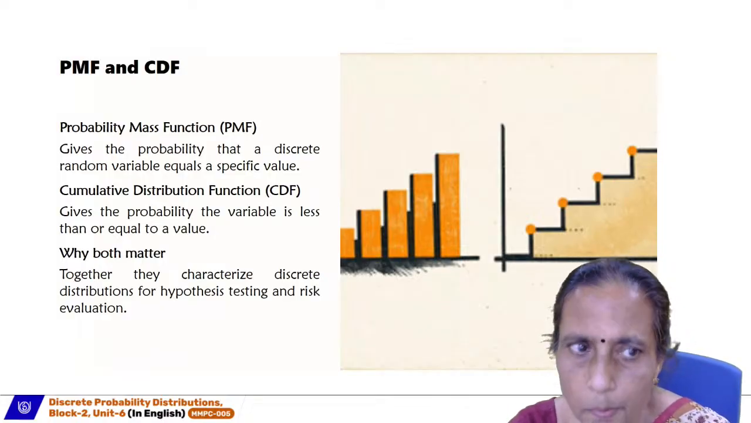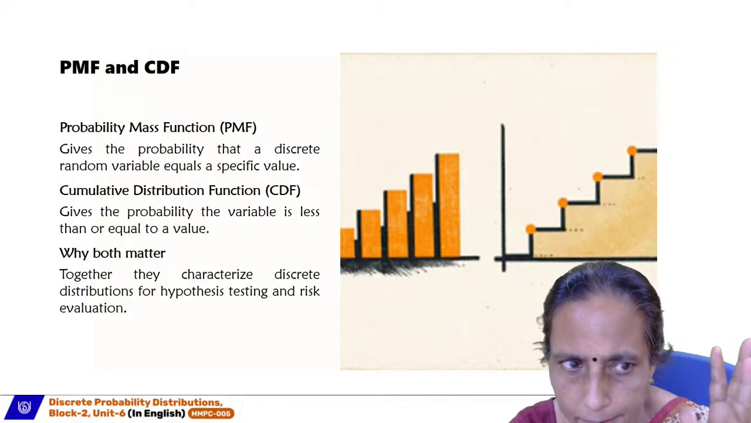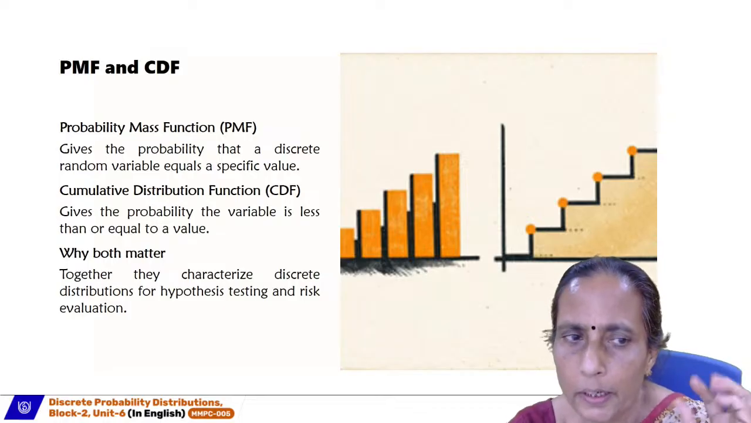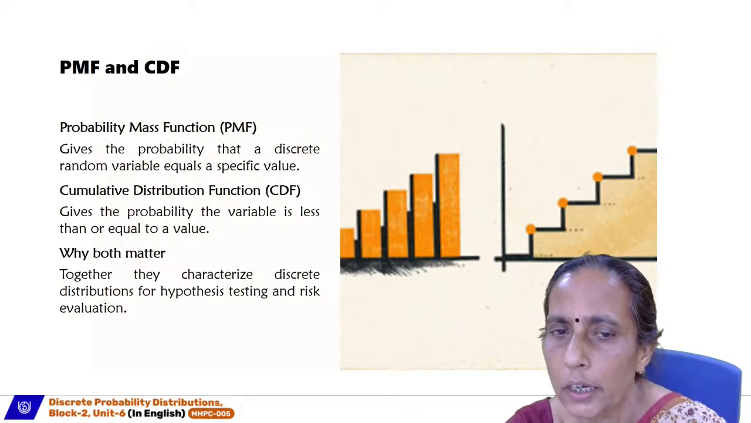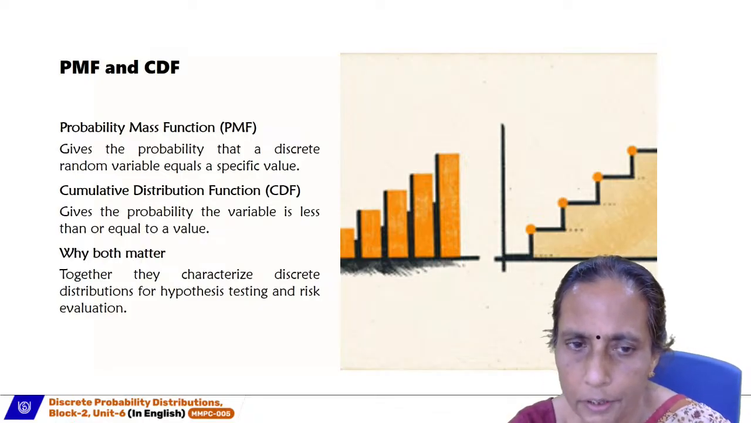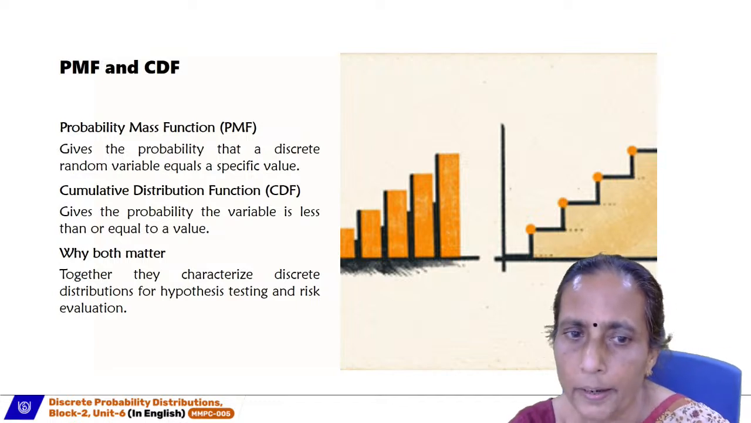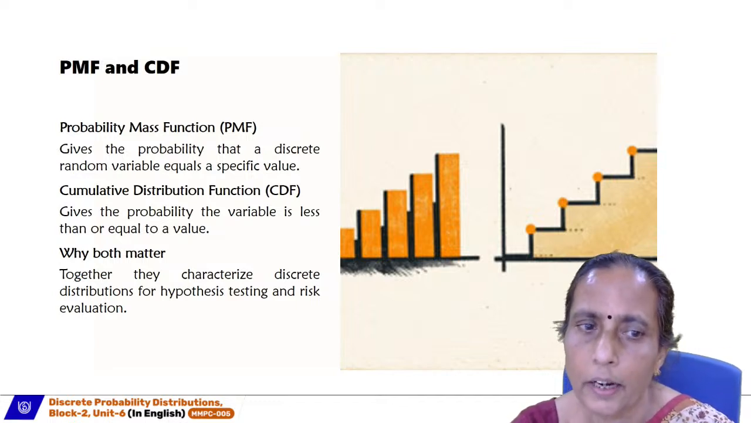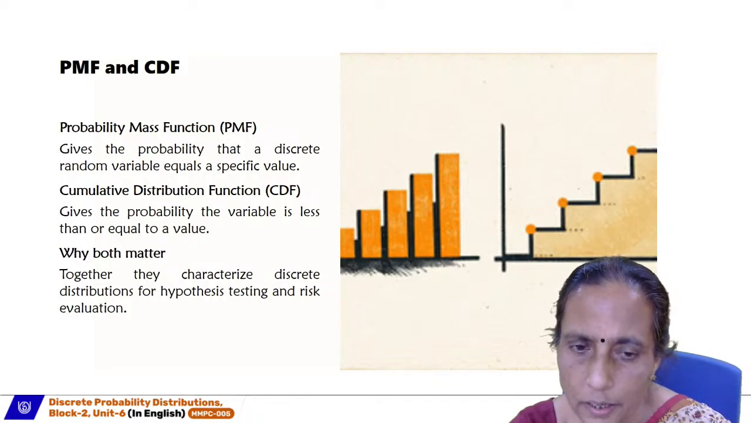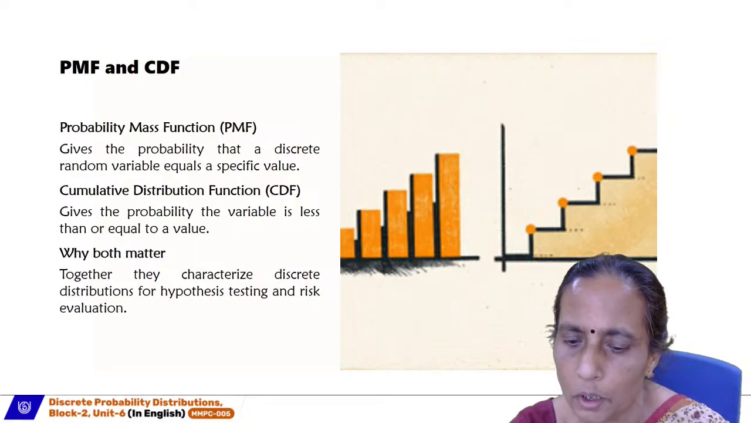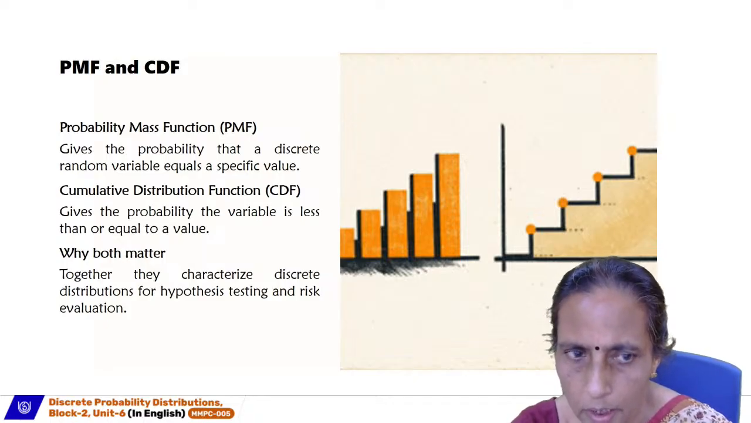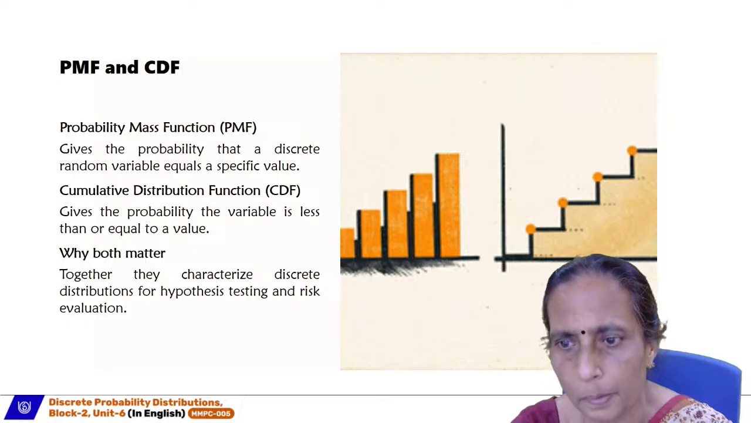Now the distinction between the probability mass function and the cumulative distribution function. Your PMF gives the probability that a discrete random variable equals a specific value, whereas your CDF, the cumulative distribution function, gives the probability that the variable is less than or equal to a value. Why do both matter? Because they characterize discrete distributions for hypothesis testing and risk evaluation. So we will be requiring these two concepts for that.